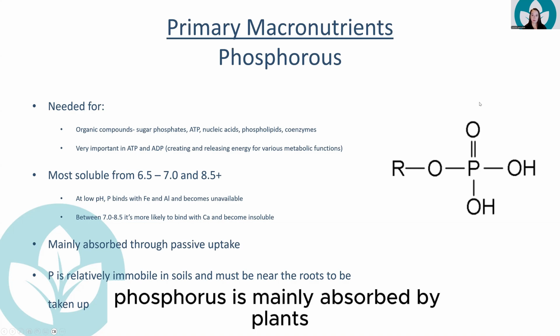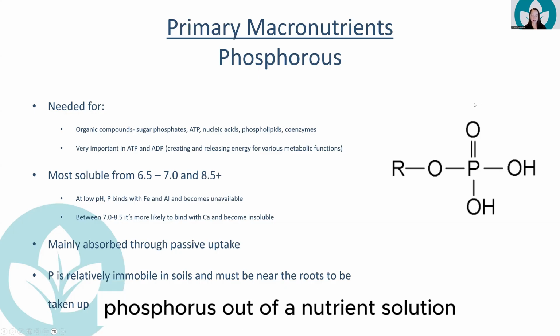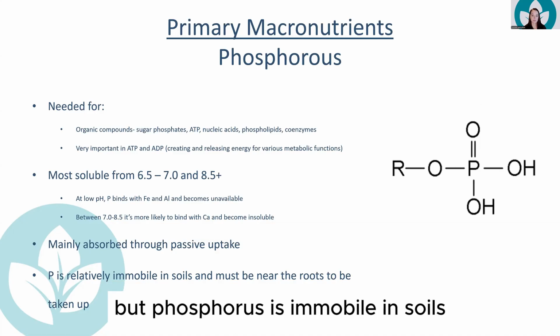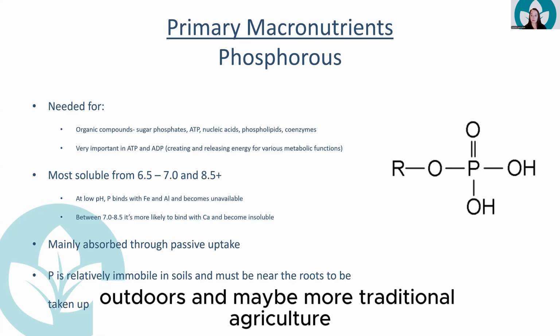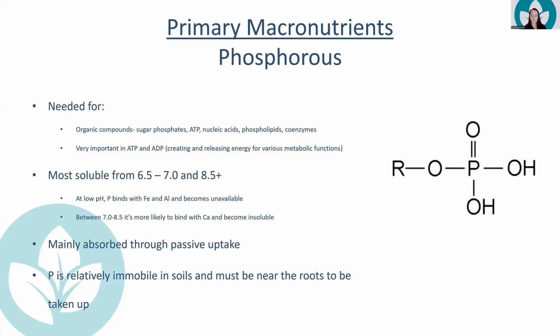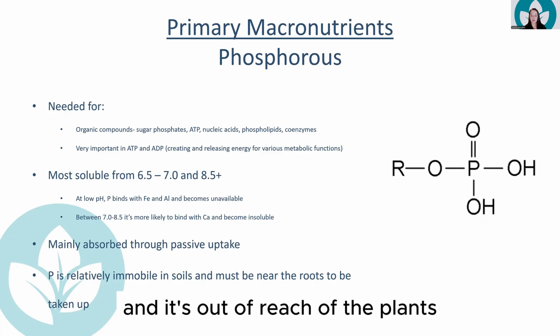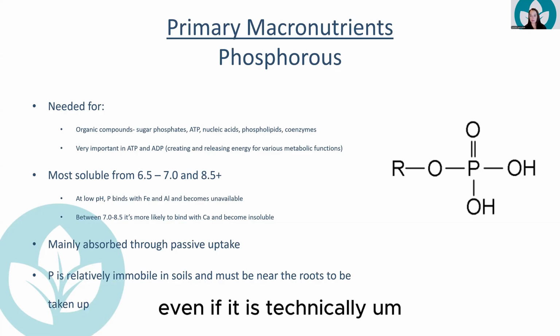Phosphorus is mainly absorbed by plants through passive uptake, so the plant doesn't need to expend any energy to pull that phosphorus out of a nutrient solution. And this isn't really an issue in CEA and hydroponics, but phosphorus is immobile in soils. So if you do have other plants that you're growing outdoors and maybe more traditional agriculture, phosphorus can be really tricky because if it binds with those soil particles and it's out of reach of the plants, they aren't going to be able to take it up, even if it is technically in the soil and available.